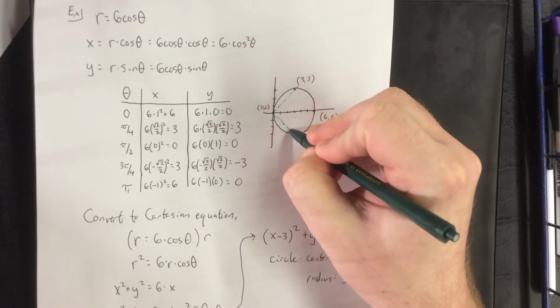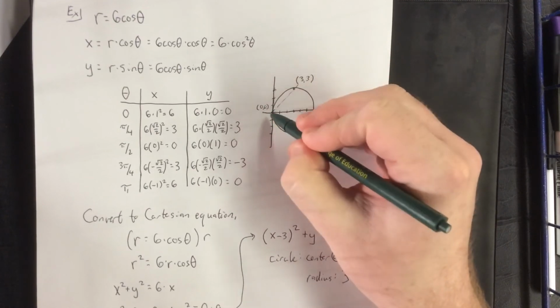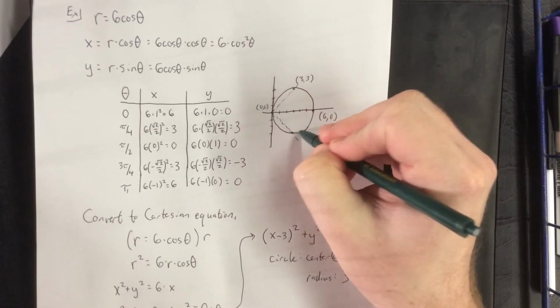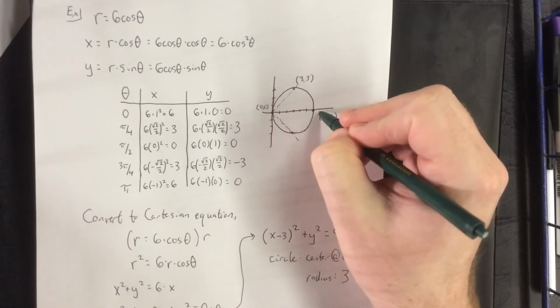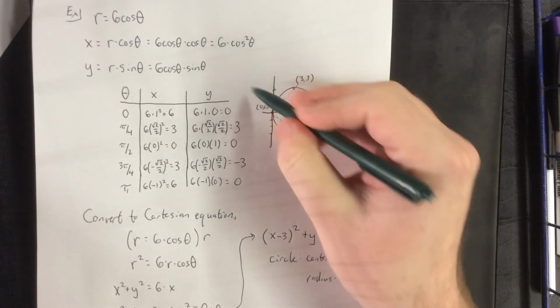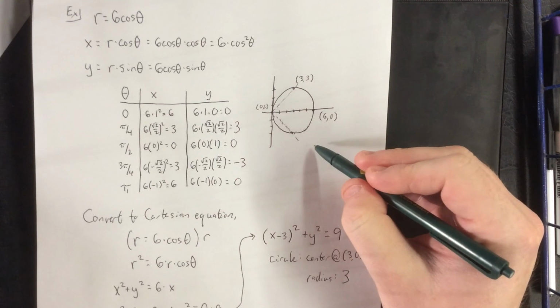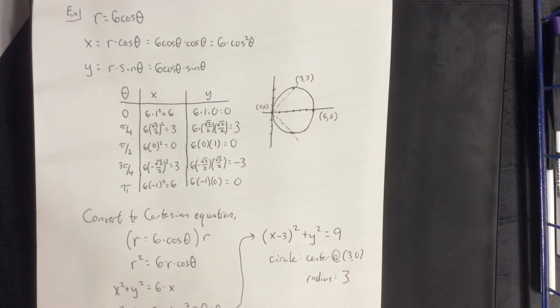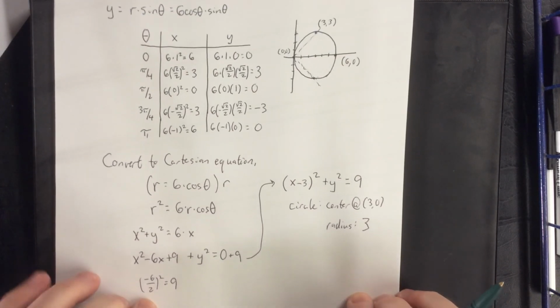You'll notice that as soon as we got over to 3 pi over 4, the value of r became negative, and when we got to pi, the value of r was still negative, which instead of pointing us into quadrant 2, pointed us into quadrant 4, and then eventually back to the positive x-axis. So, just one example of a polar graph.